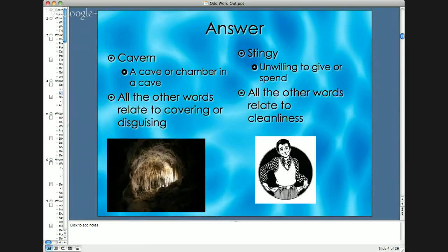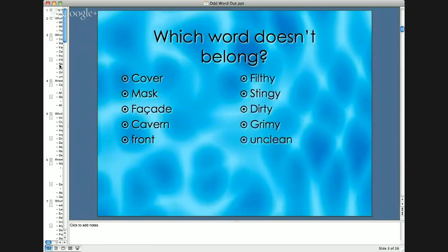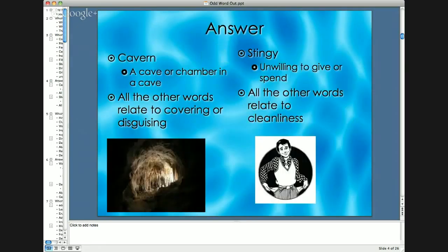All the other words relate to being clean or cleanliness, right? Filthy means something is dirty. And then we have dirty, right? Grimy means there's grime left on it, which means it's still unclean, and then unclean. So hopefully some of these were new words, especially this one, stingy, and this one, I think would be new ones, facade. All right, let's keep going.